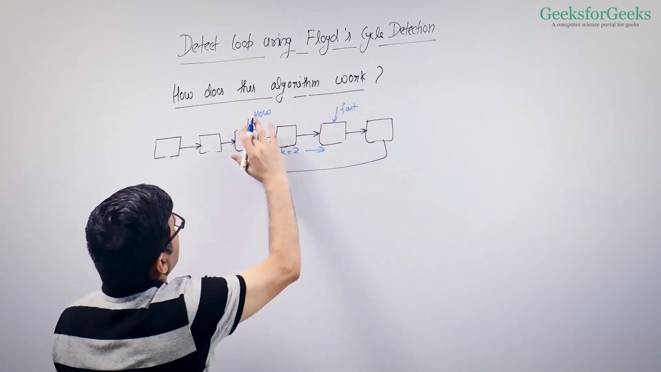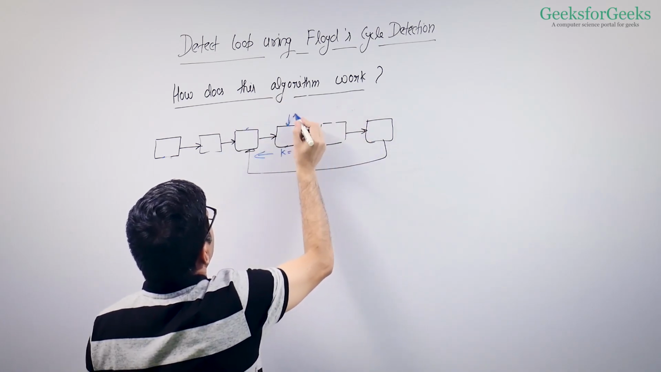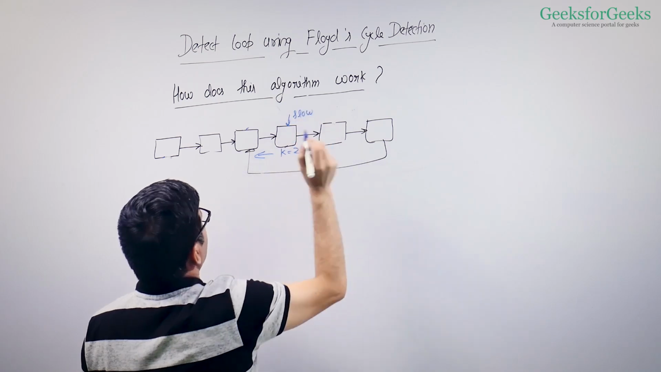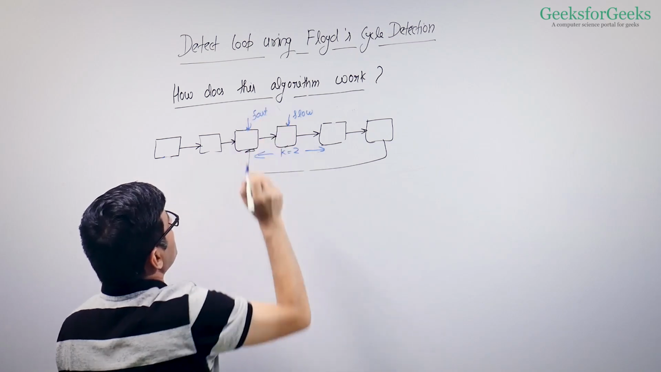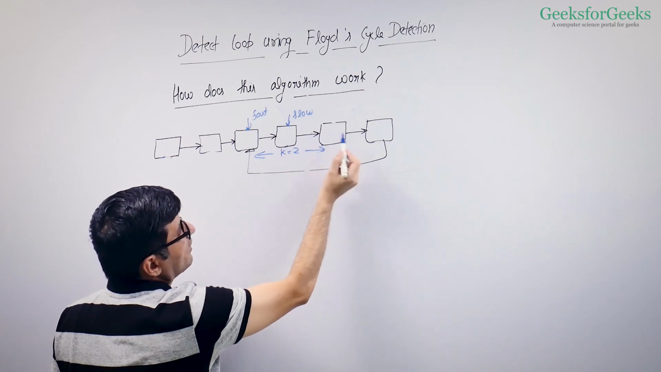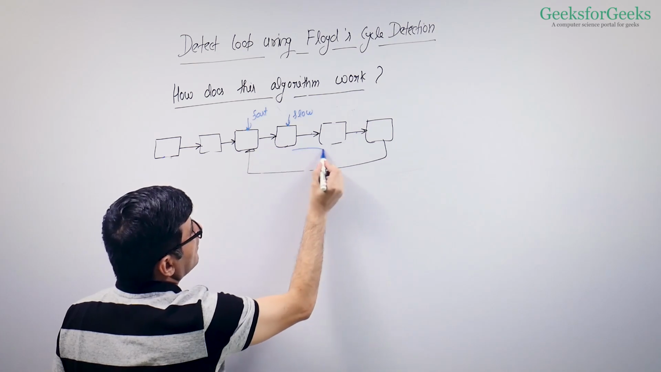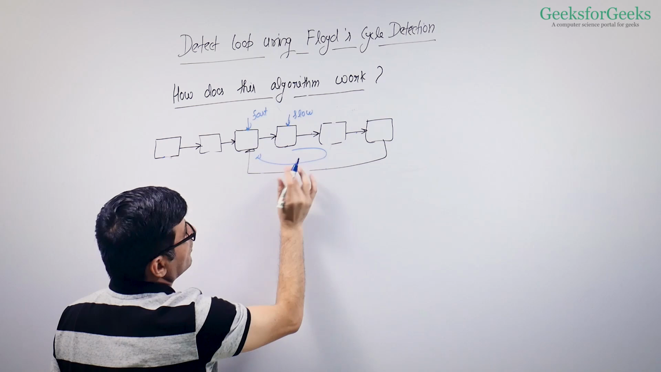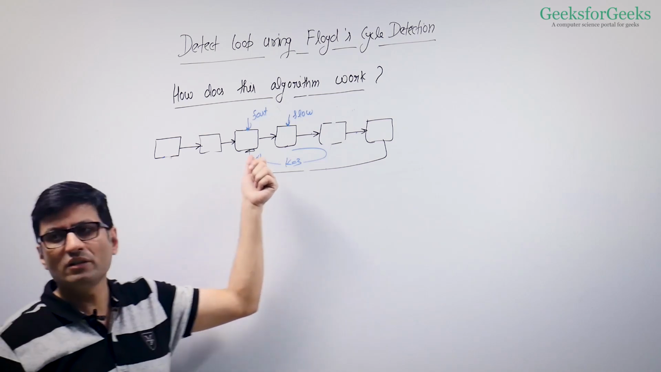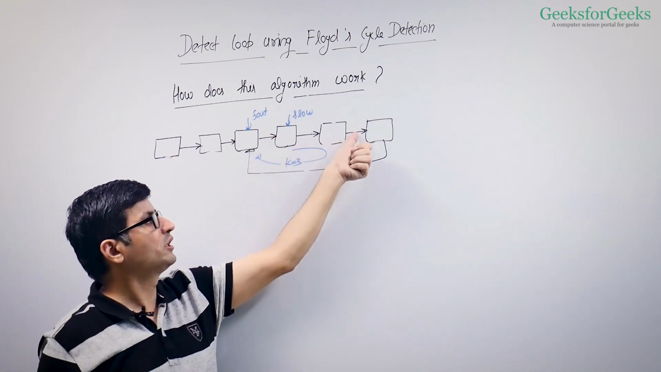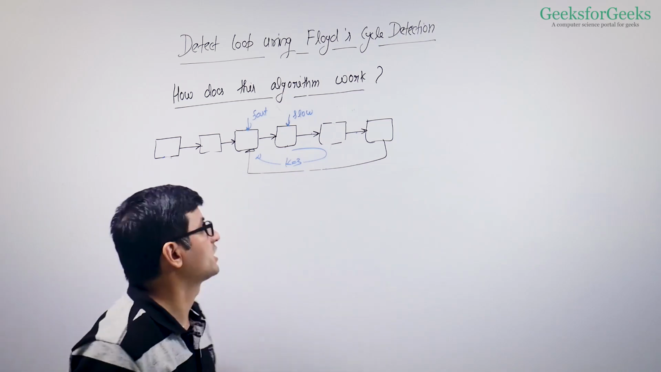Now what will happen? Slow will come here and fast will come here. What is the distance now? 1, 2, 3. So k is 3 now. And what is the length of this loop? What is n? 1, 2, 3, 4. So they will meet next time because k will become 4 next time.